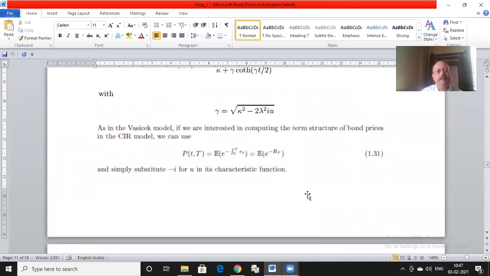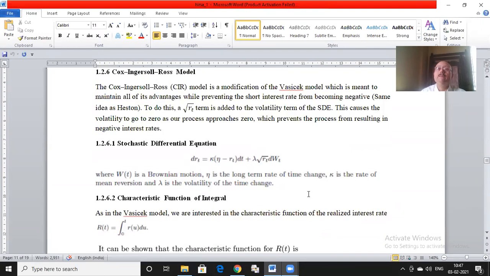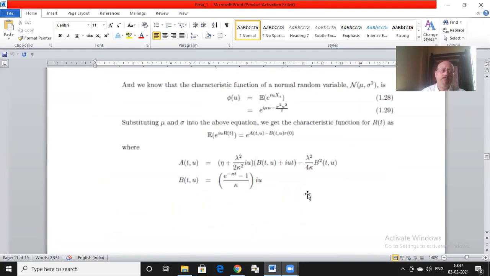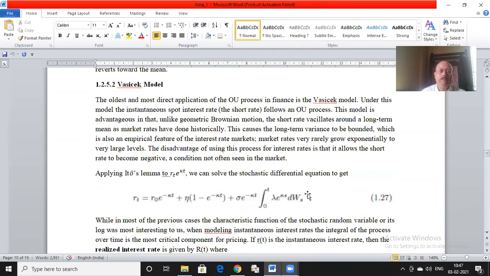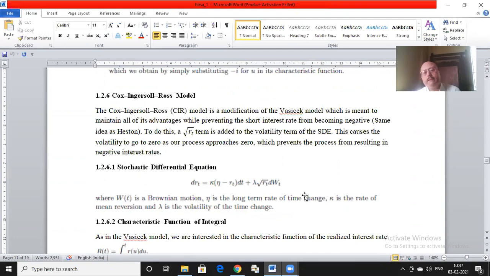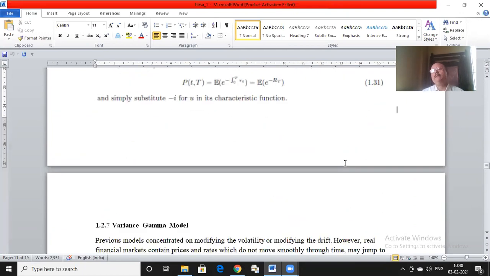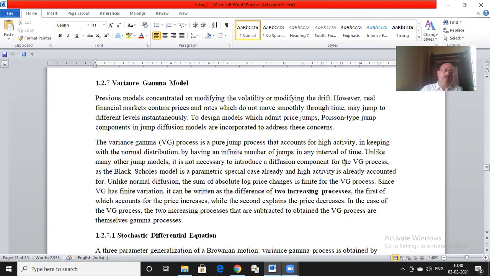So this is our typical mean reverting process formulation, both in the Vasicek form and also in the CIR form. CIR form has the additional advantage that it can prevent interest rates from becoming negative. Okay, so that's our first model today. Moving on, now let me talk about another very important model, which is the variance gamma model.